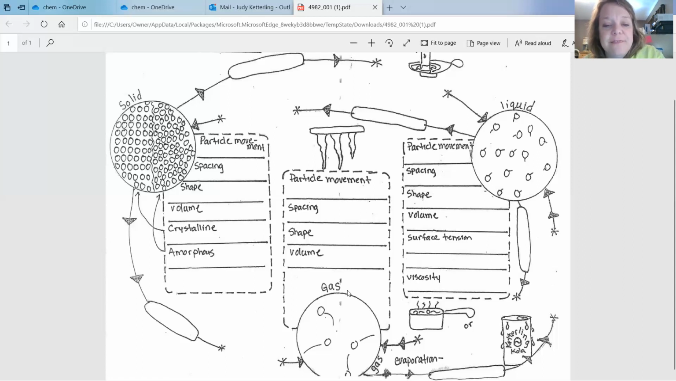In here, this little dashed square is hooked to the gas circle, so I'm asking about particle movement within gases. What do you know about it? Are they moving fast? Are they moving super fast? Whatever. Are they not moving at all? Can we have particles that don't move at all? Can we? I don't think so. And then tell me what you know about shape and volume.